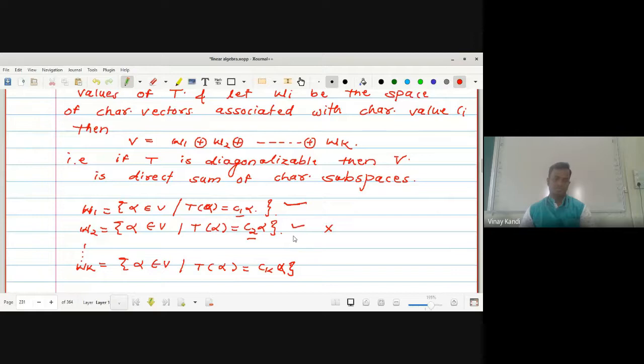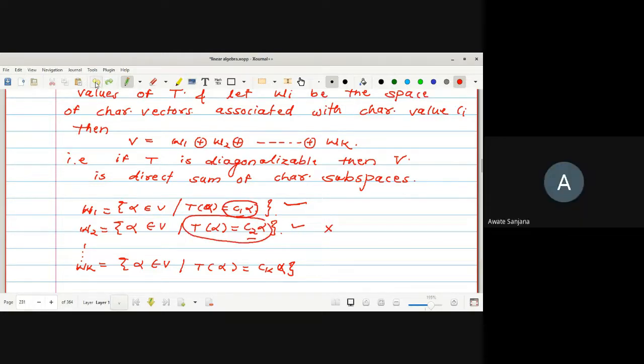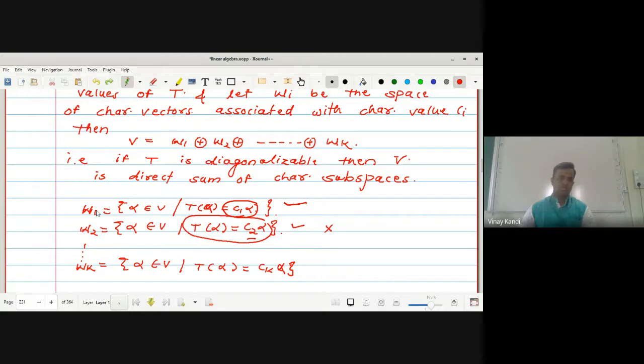If a vector satisfies this condition, it will not satisfy that condition again. Is it correct? Yes, sir. So W1, W2 are all disjoint subspaces, so we can write V is equal to W1 plus W2 up to so on Wk. That is, V is the direct sum of all these subspaces. Any doubt? No, sir.